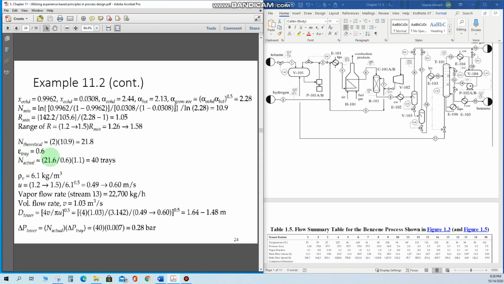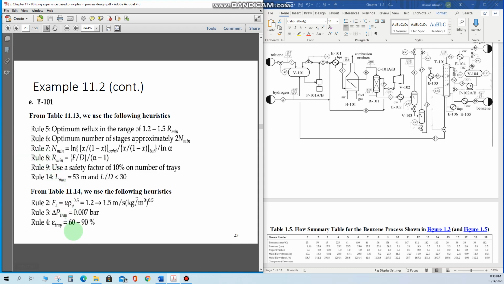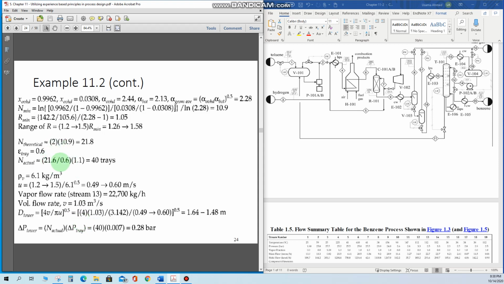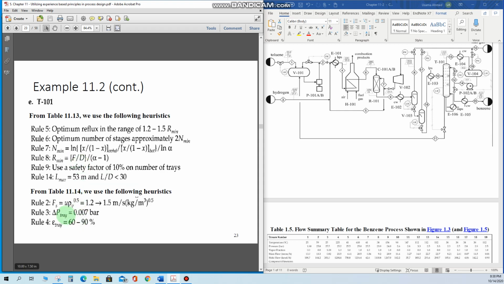The efficiency of each tray is taken as 60%, as we stated here. So you can just divide this 21.8 by 0.6, the efficiency, and 1.1 basically represents the safety factor. So we have maybe stated that somewhere here.